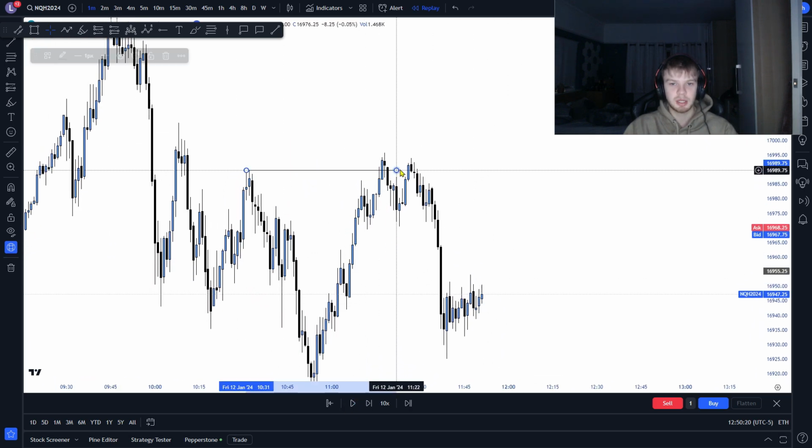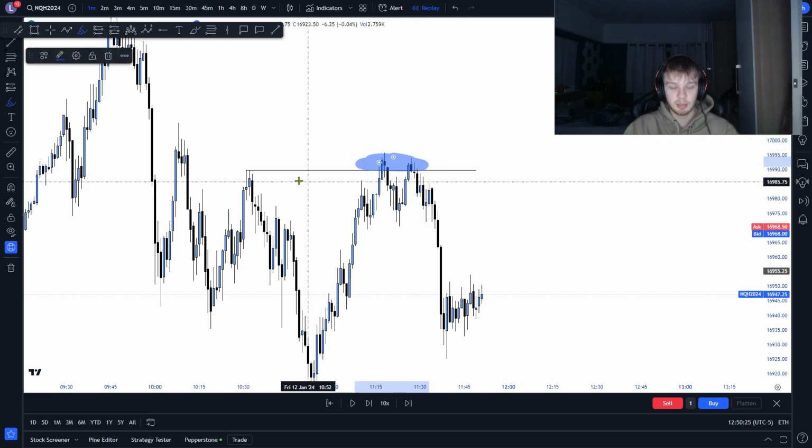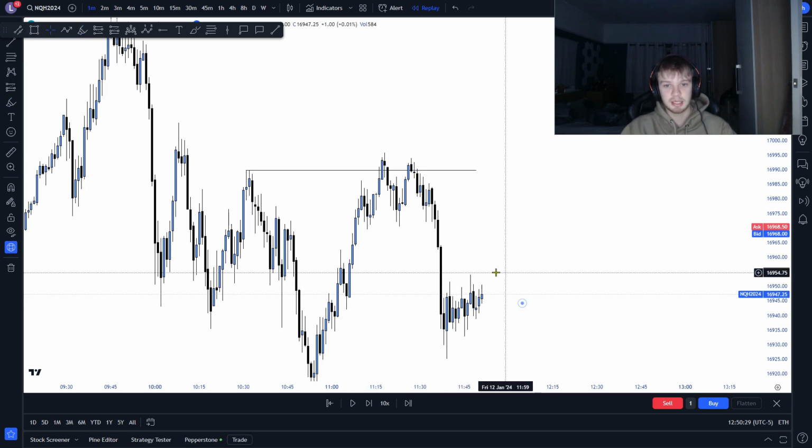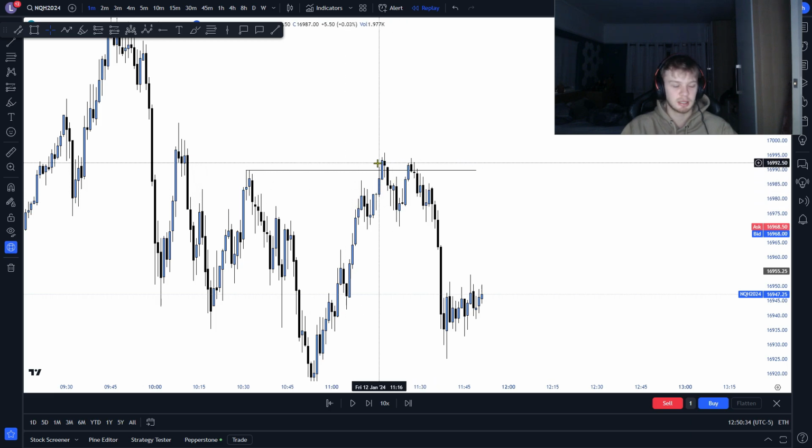So you see how price just comes up, sweeps the liquidity right there, so right here where all the sell stops are resting that I just said, and then price goes back down and stops out all of the traders that had their stop losses resting there.